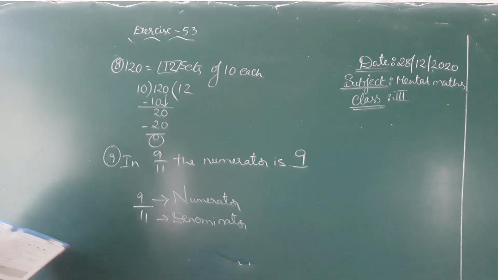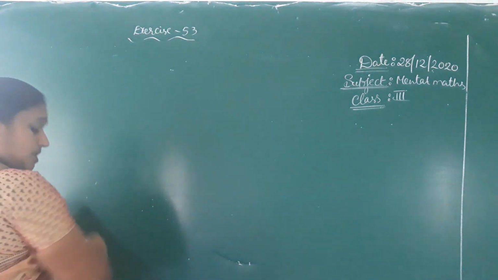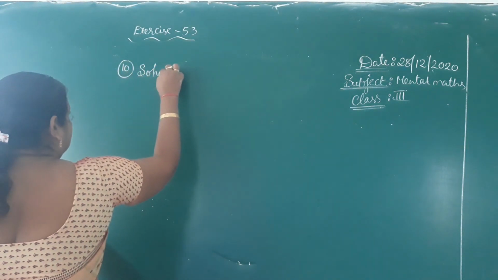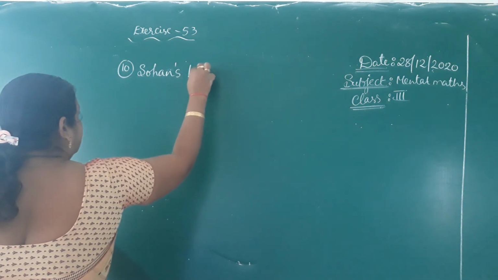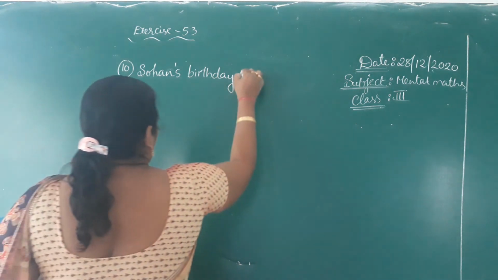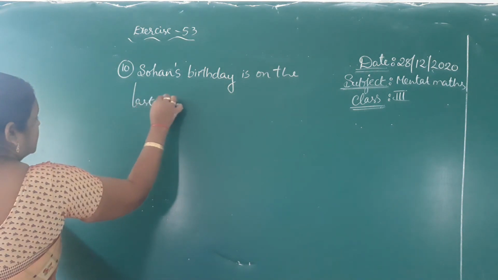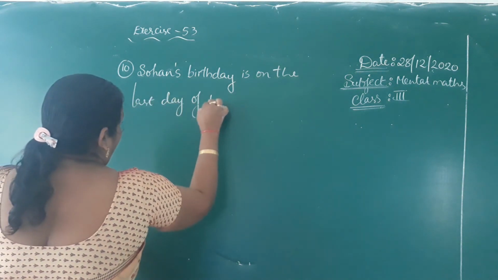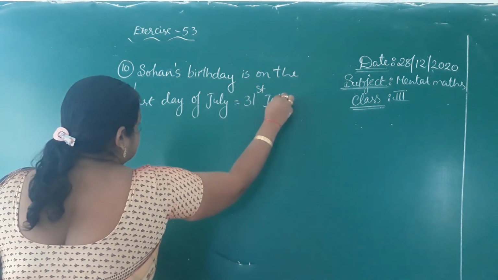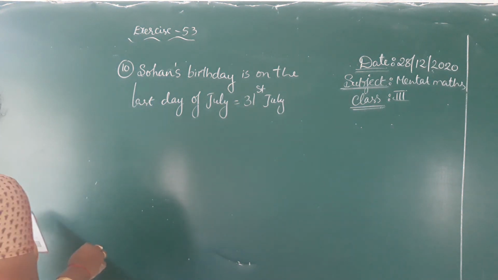See the last one. Sohan's birthday is on the last day of July. In July, which is the last day? 31st July. What is the last day in July? 31st July. Next, Arun's.